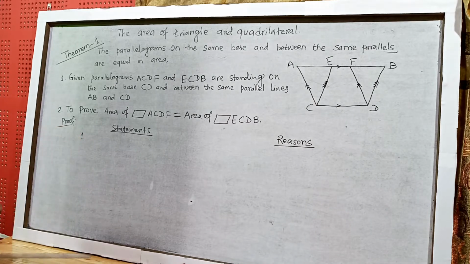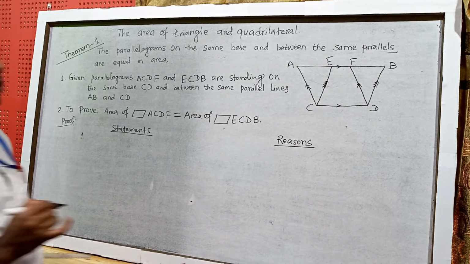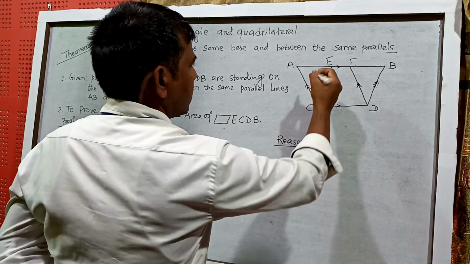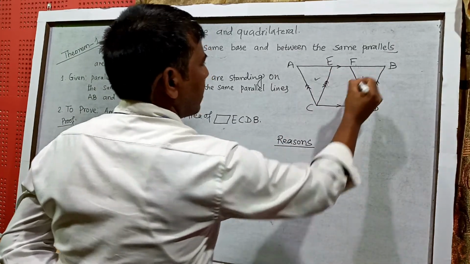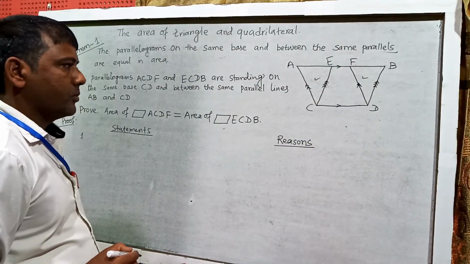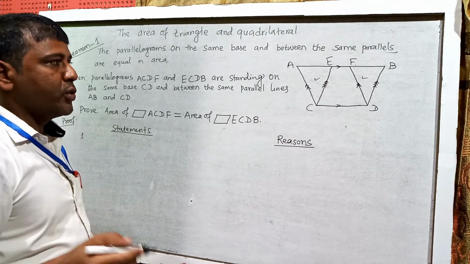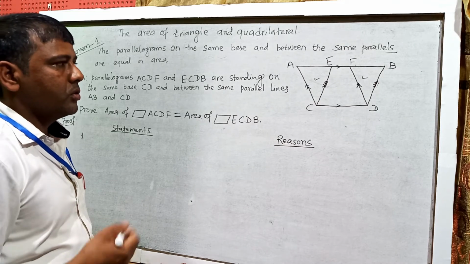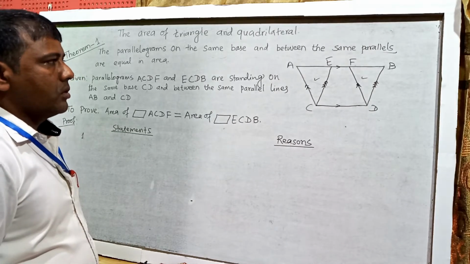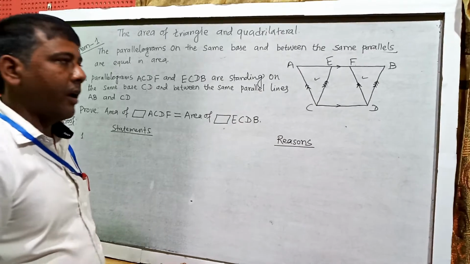To prove this, at first we should show this triangle and this triangle congruent. My students, do you know how to show the triangles congruent? We have some conditions of the congruency of triangles.